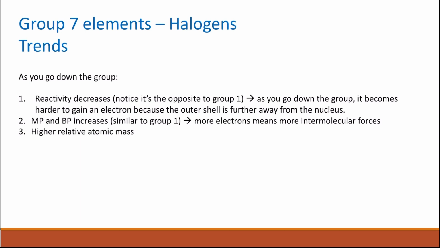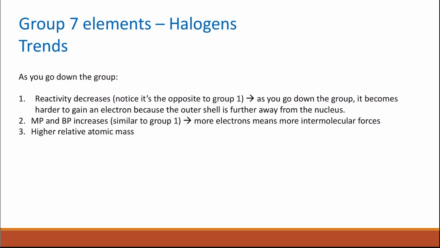So what about the trend of the reactivity for group 7? Unlike the group 1 elements, as you go down group 7, the reactivity will decrease. We saw in group 1, the alkali metals, that as you go down the group, the reactivity increases. Group 7 elements, as you go down the group, the reactivity decreases.